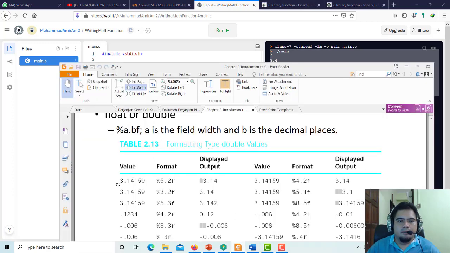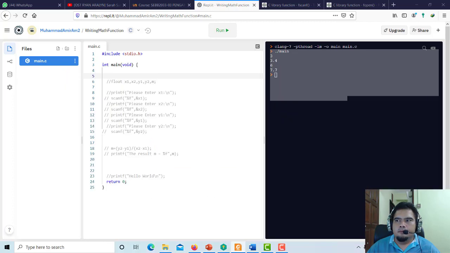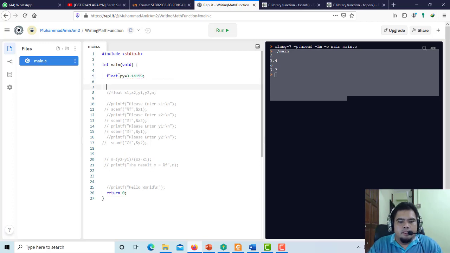Where is our slide? Okay, this one. So our floating number is, okay, this one. Okay, so I just say that my float pi is equal to, I just put pi there, 3.14156.